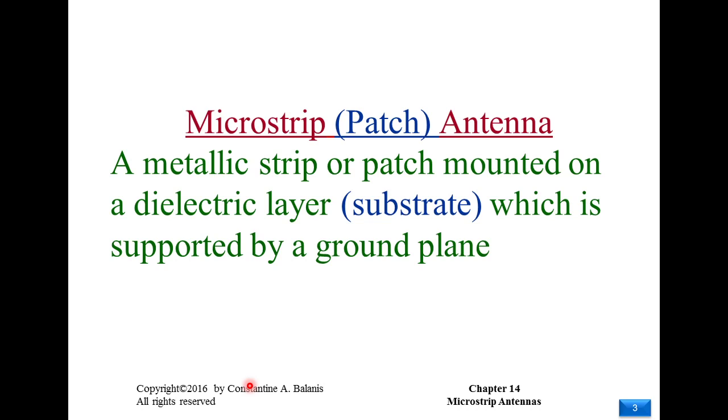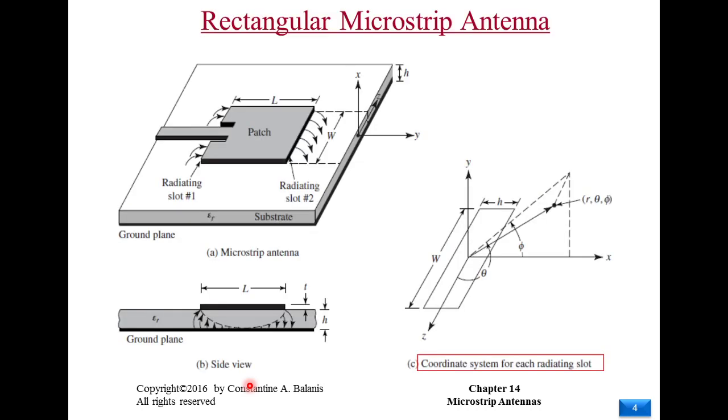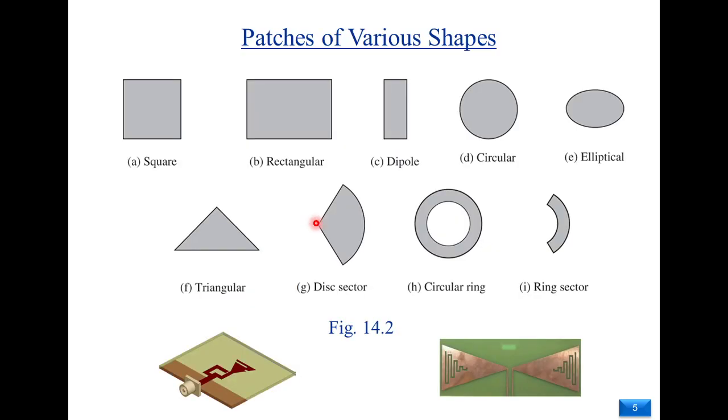We start with the definition of a microstrip antenna, which is a metallic strip or patch mounted on a dielectric layer. I think everybody knows what a microstrip antenna is. It's something like the one shown here, where we have a metallic structure on the surface, the substrate, and the ground. This is the simplest shape or configuration for a microstrip. The microstrip can take many different shapes, as shown here.